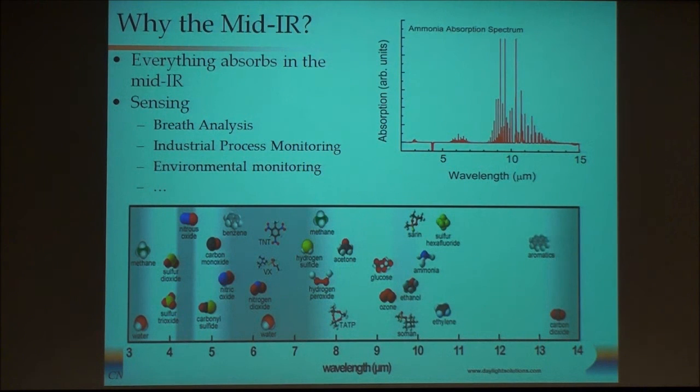And because everything emits in the mid-IR, everything also absorbs in the mid-IR. And some things absorb very nicely and very strongly in the mid-IR. In particular, there are a number of molecules that have very distinct and defined absorption spectra in the mid-infrared. That's why it's often referred to as the fingerprint region of the optical spectrum. And you can see here the absorption spectra for ammonia. And what you see is exactly that, a spectral fingerprint, a series of absorption peaks that is associated with ammonia molecules.